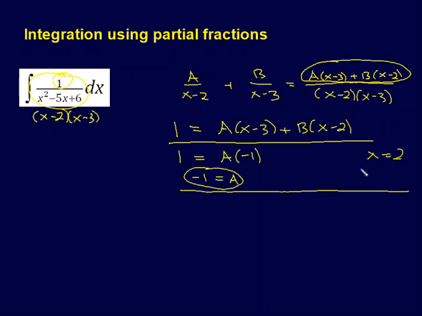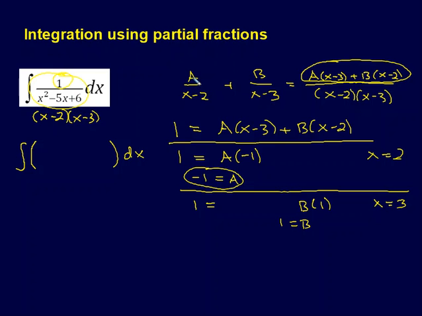And then if I wanted to eliminate A and solve for B, I would want to let x equal 3. So my equation now is 1 equals A is going to get multiplied by 0, and B is going to be multiplying by 3 minus 2. And so B times 1 equals 1 means B equals 1. Okay, so what that allows us to do is write the original integrand as the combination of two partial fractions.